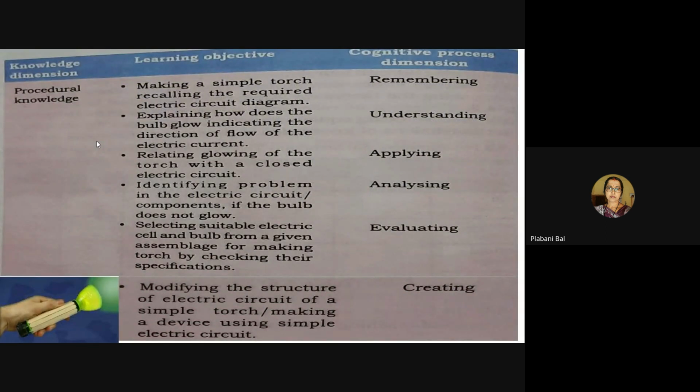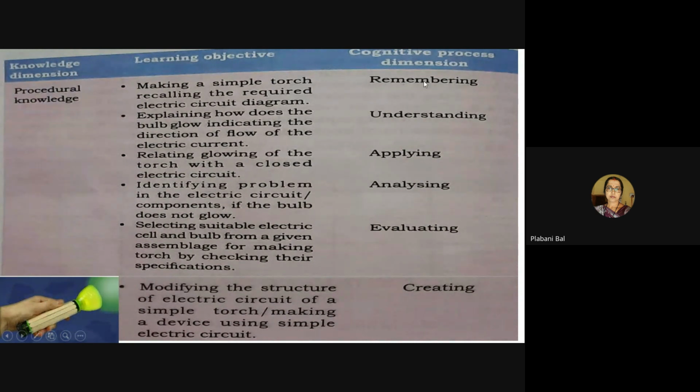So for example, if one example is given for the knowledge dimension, how can we write this, how can we perceive this dimension? Suppose in this example the knowledge dimension is taken, and one of the knowledge dimensions is procedural knowledge. Then if we take the knowledge dimension as procedural knowledge, what will be the learning objective? For example, here we have taken one example of making a simple torch.